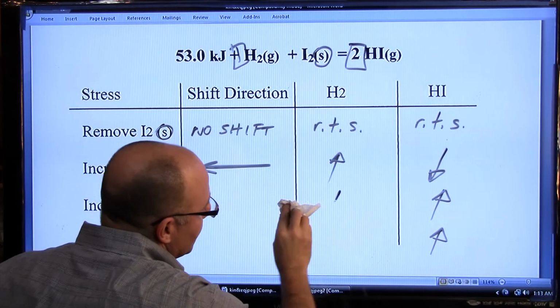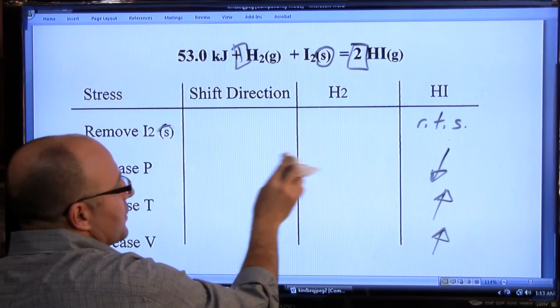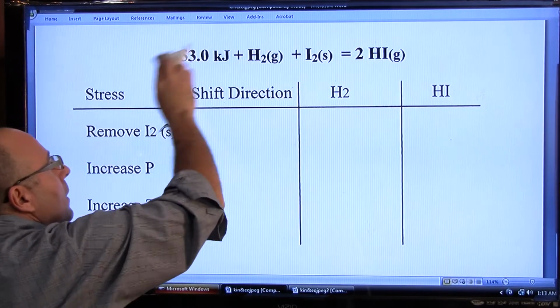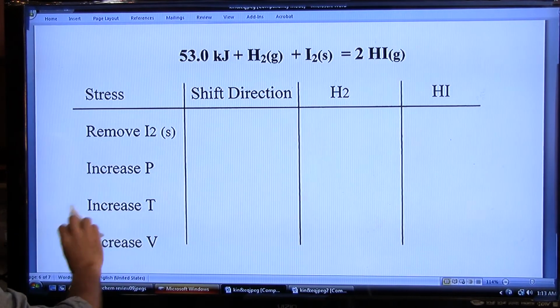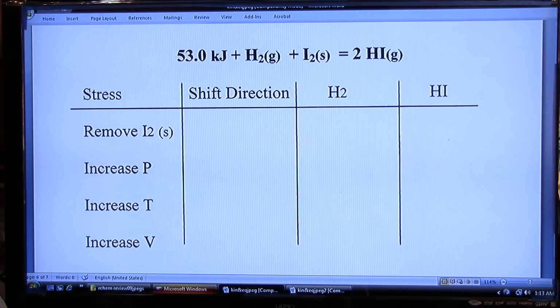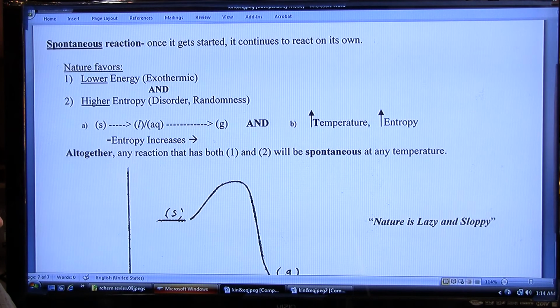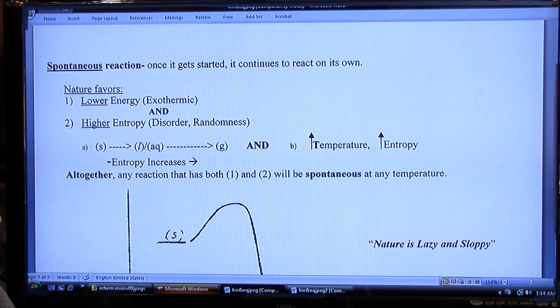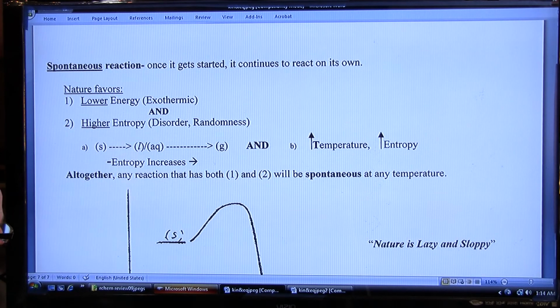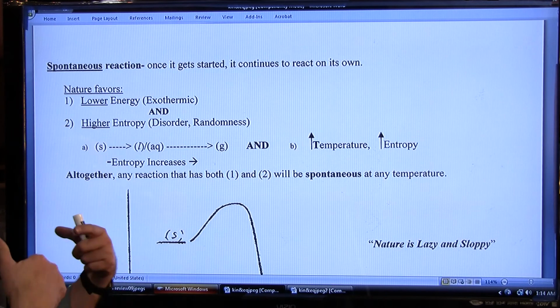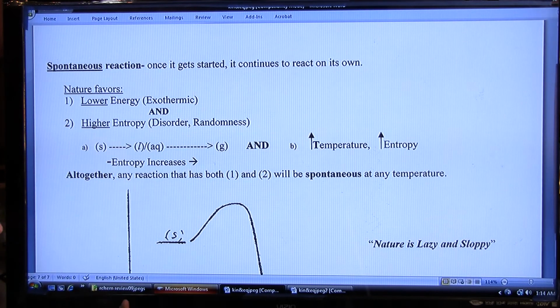Now let's turn to the bottom of this page and finish up equilibrium with notes, better said, on the spontaneity of a reaction. So, a spontaneous reaction is a reaction that, once it gets started, it continues to react on its own. Like, for example, a piece of paper burning. Once you light it, once you've supplied it with its activation energy, that paper will continue to burn on its own, provided there's enough oxygen.